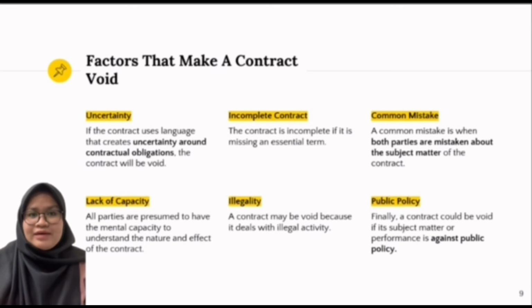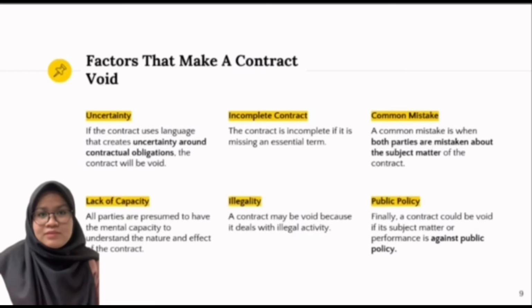The second factor is an incomplete contract. The contract is incomplete if it is missing an essential term. Essential terms means that the contract cannot be performed without the term included. Examples of essential terms include an agreed price or a starting date for a lease.